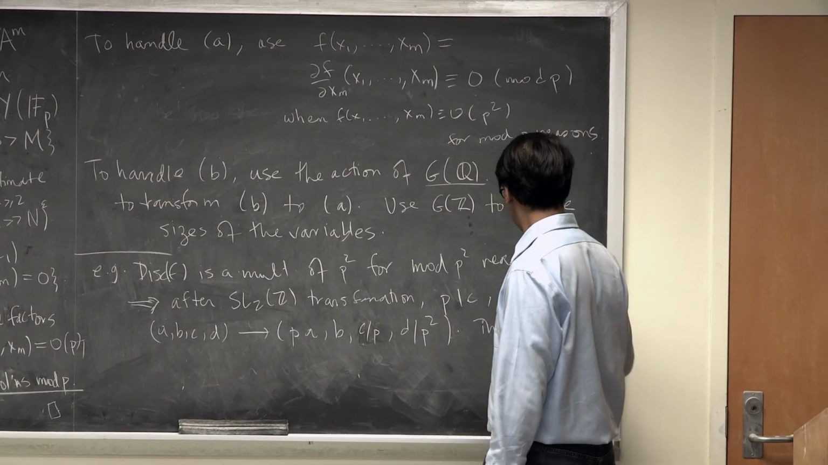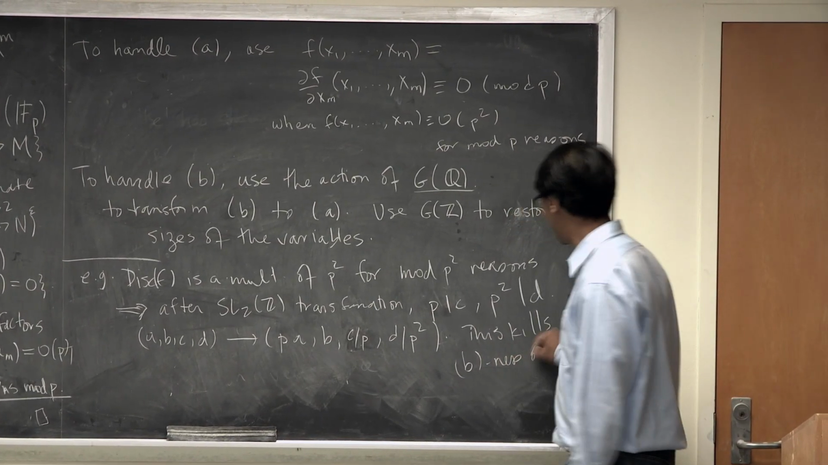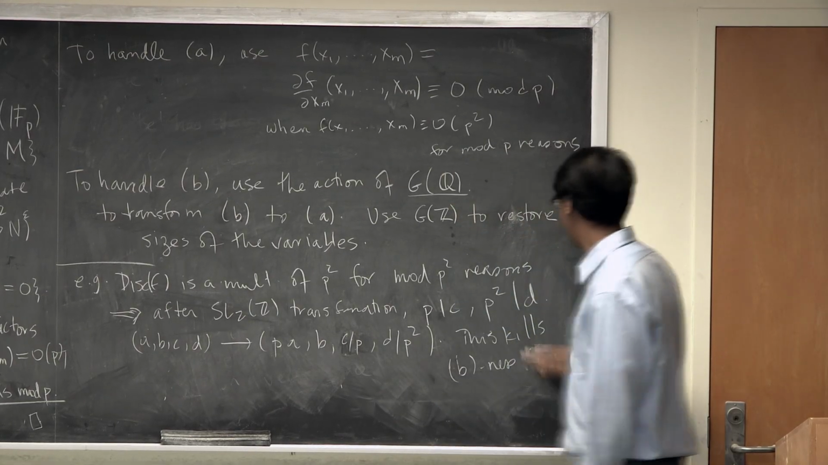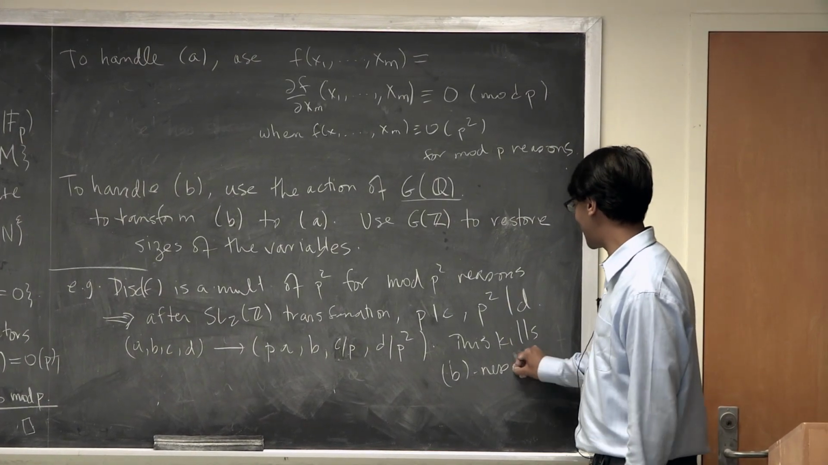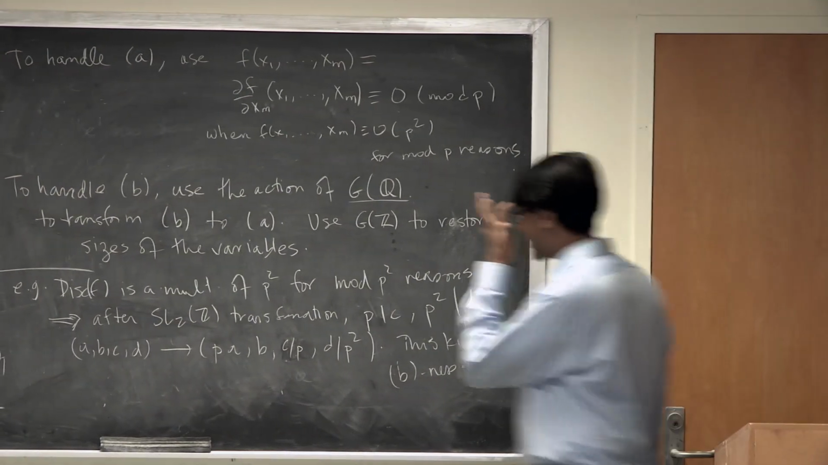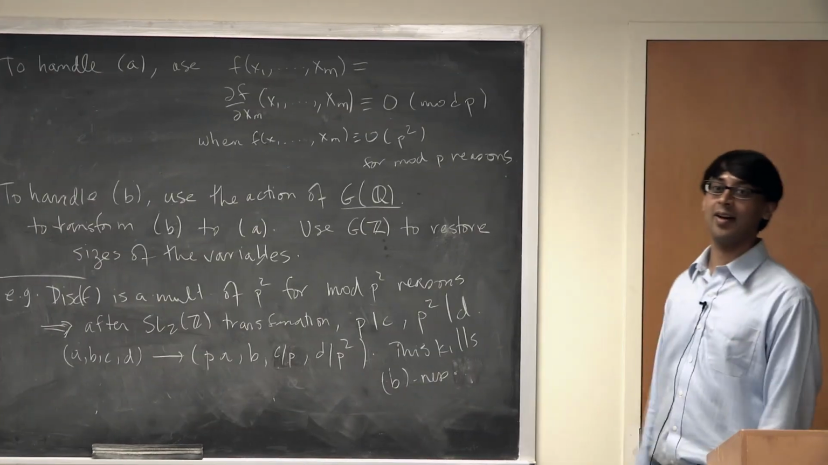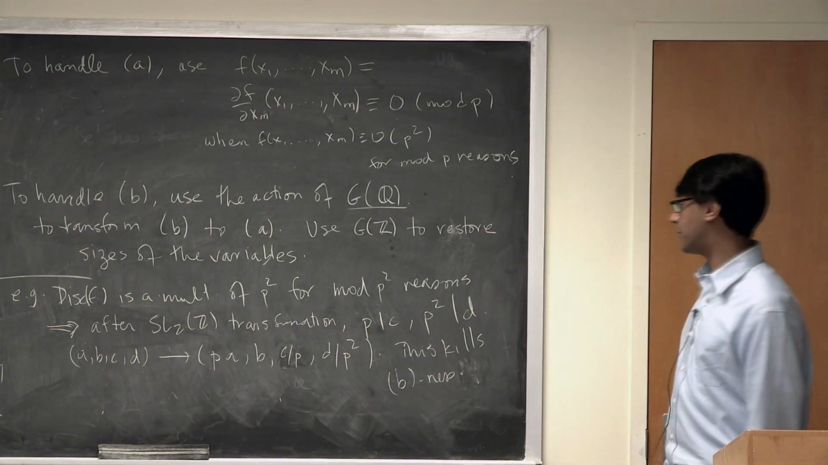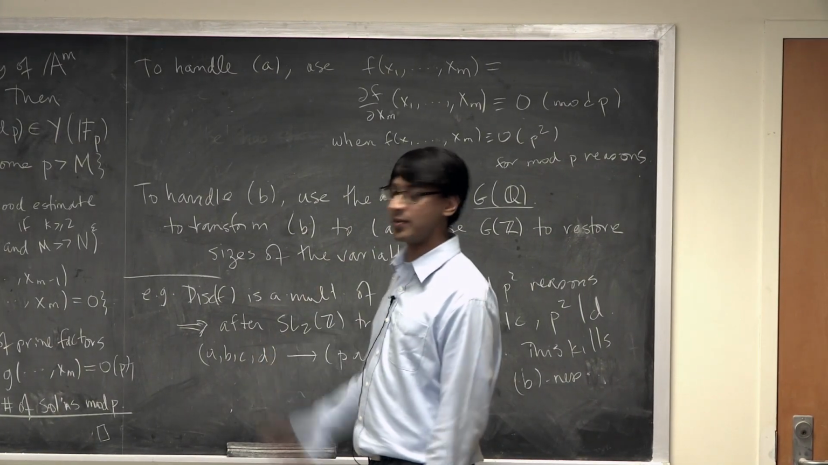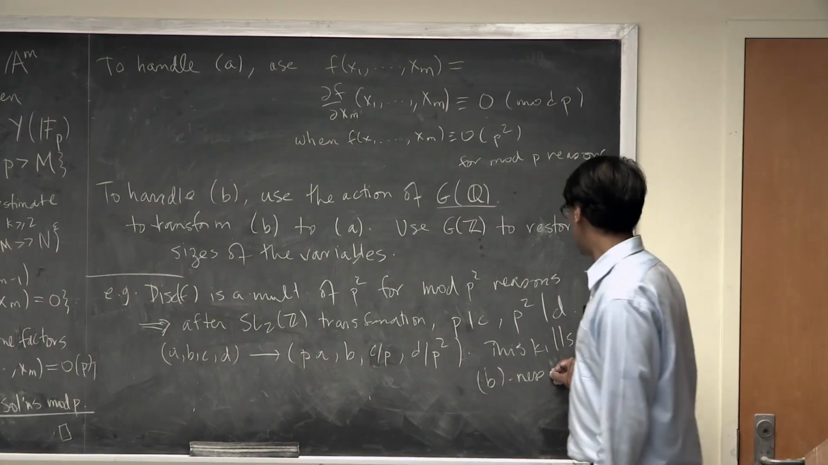Well, this kills the b-ness. That's good enough. You know what I mean by that? Okay, so suddenly the solution that you had to make a multiple of p squared for mod p squared reasons, that new solution is now actually not even a multiple of p squared. Sometimes you do transformations where it still remains a multiple of p squared, but it's for mod p reasons. So whatever's happening here is suddenly for mod p reasons, and then you can apply a.